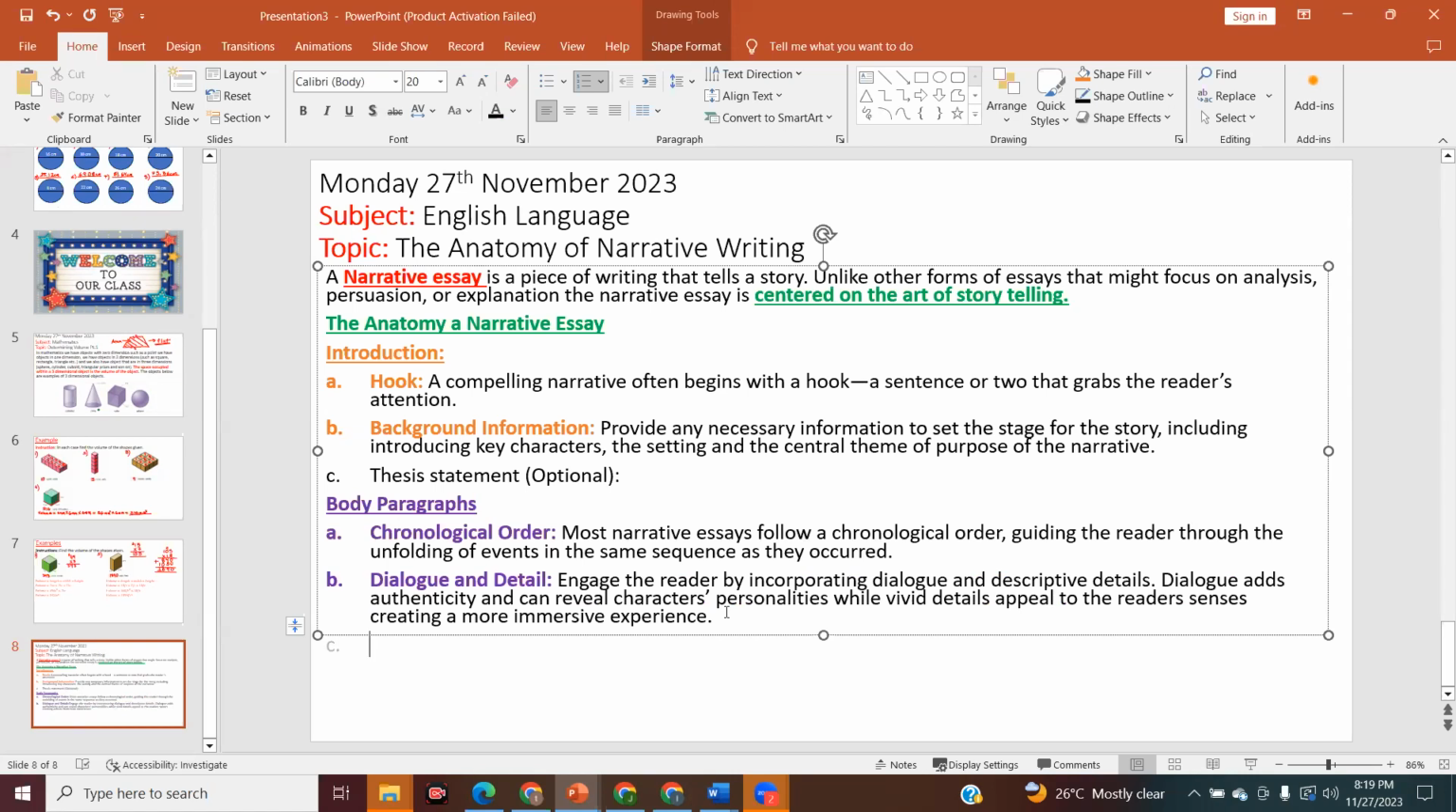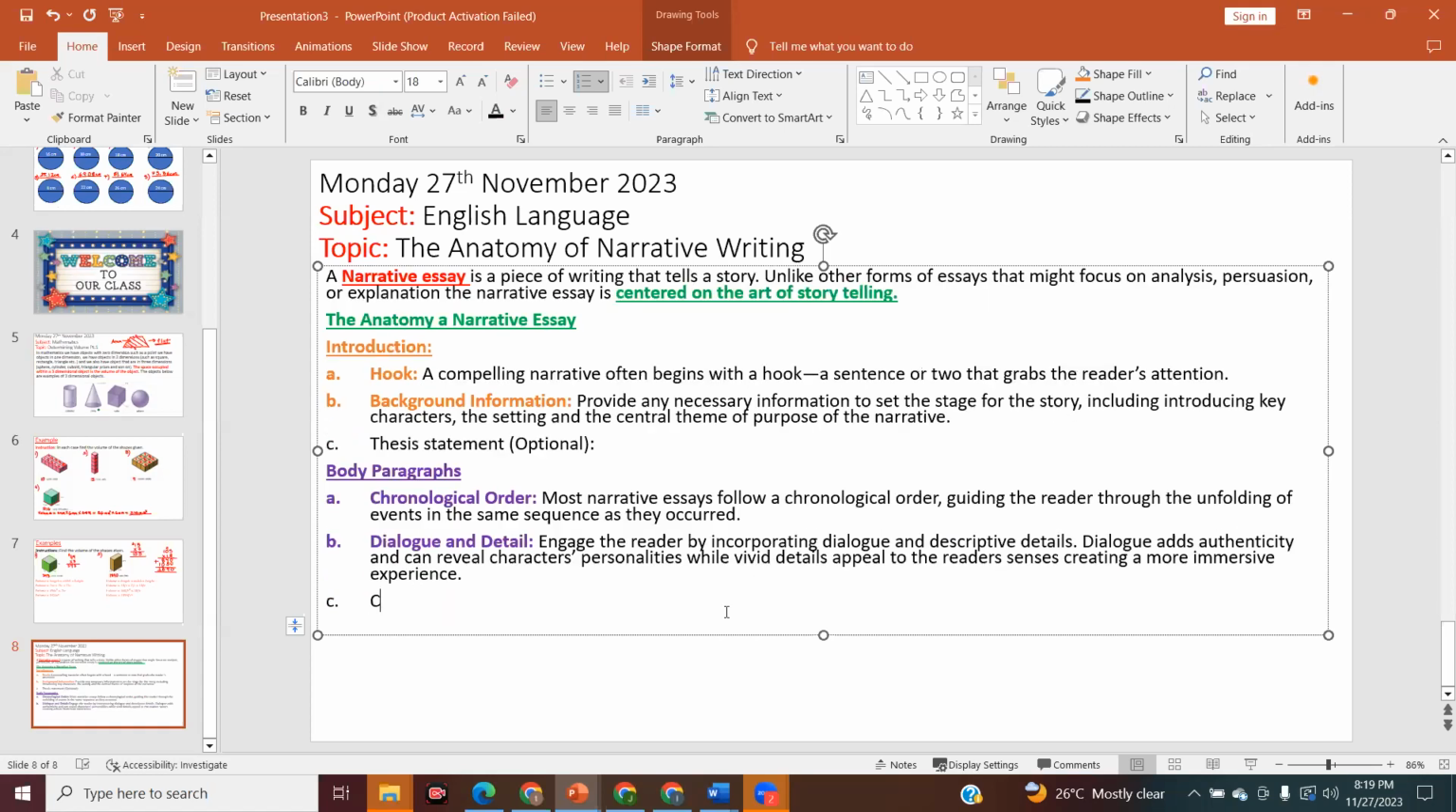The next thing you need is conflict and resolution. So in order to develop your body paragraphs, maybe explain it in chronological order.